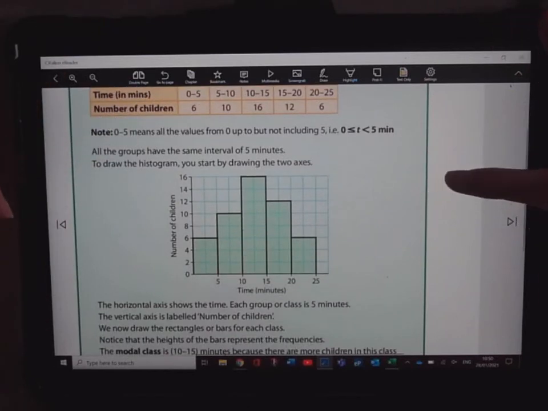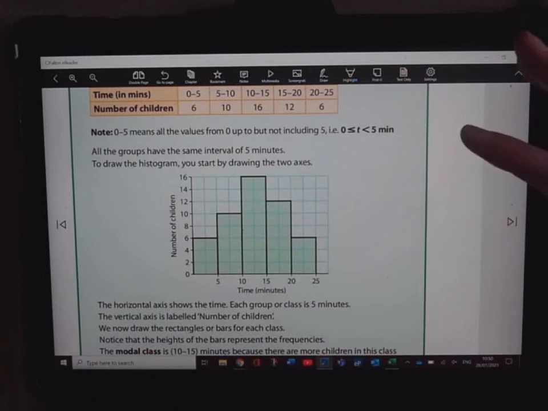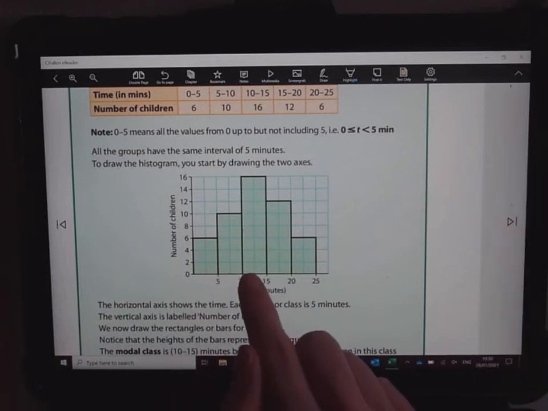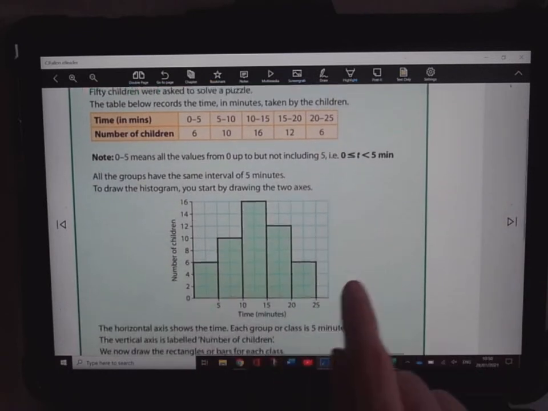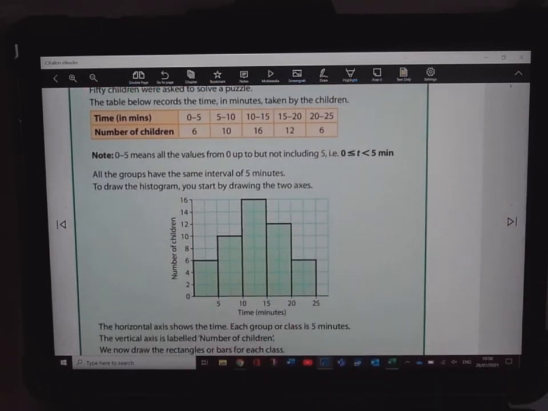When you're drawing your histogram, it's very similar to your bar chart. You must have equal widths for the bars. The top line of your table goes on the bottom line of your chart, and then the bottom line goes on the side. So you're doing 0 to 5. You could write in there 0 to 5, 5 to 10, 10 to 15 if you wanted, or what they've done, 5, 10, 15, 20, 25.